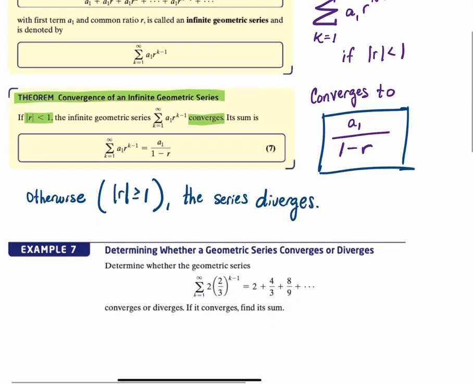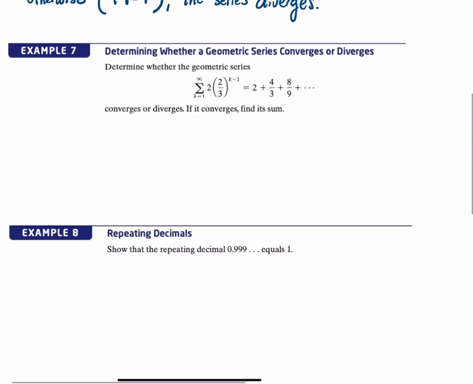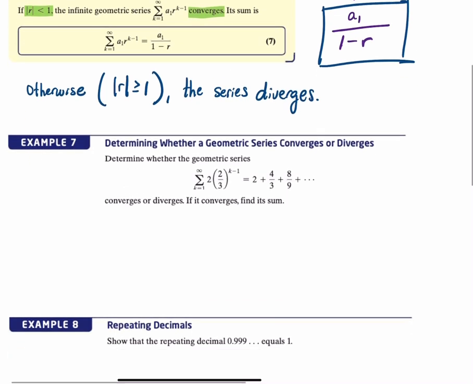So let's look at example 7. We want to determine whether the geometric series converges or diverges, and if it does converge, let's find its sum using this formula. So we're given the infinite sum, k going from 1 to infinity, of 2 times (2/3) to the power k minus 1.